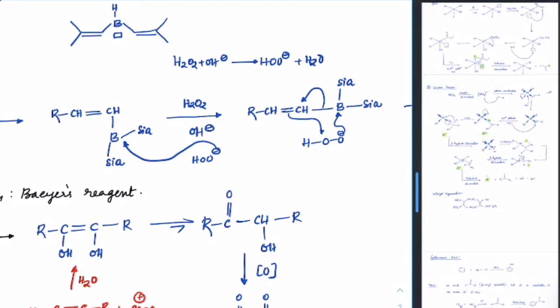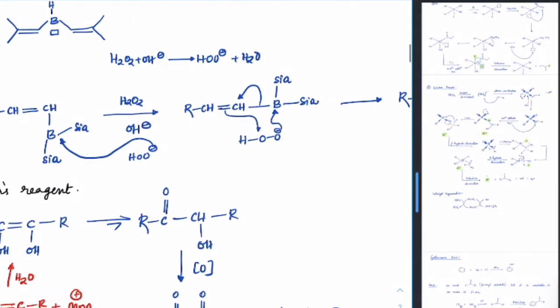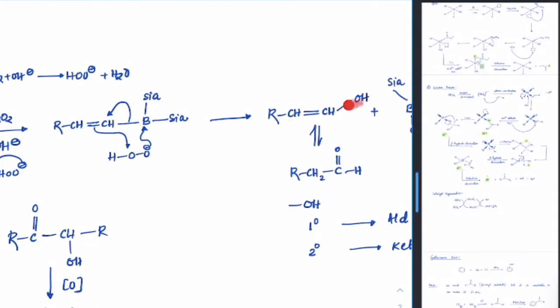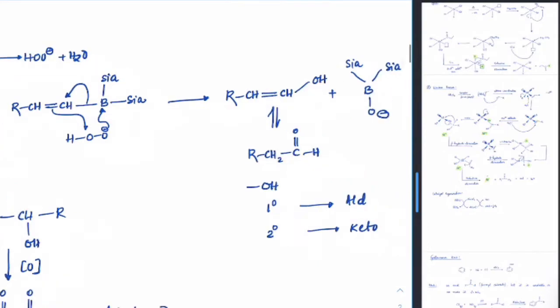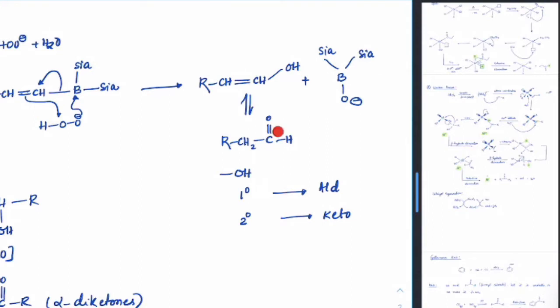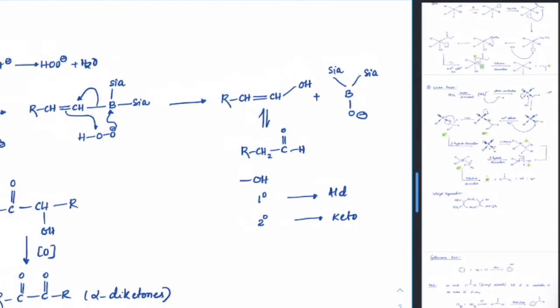Then we do the oxidation step using H2O2, OH minus, where this pi will shift here, O minus will attack on the boron, and finally we will get the enol form. From there we will get the respective aldehyde. If a primary alcohol is forming here, then we will get an aldehyde. If a secondary alcohol is forming, we get ketones. That's what happens in tautomerism.